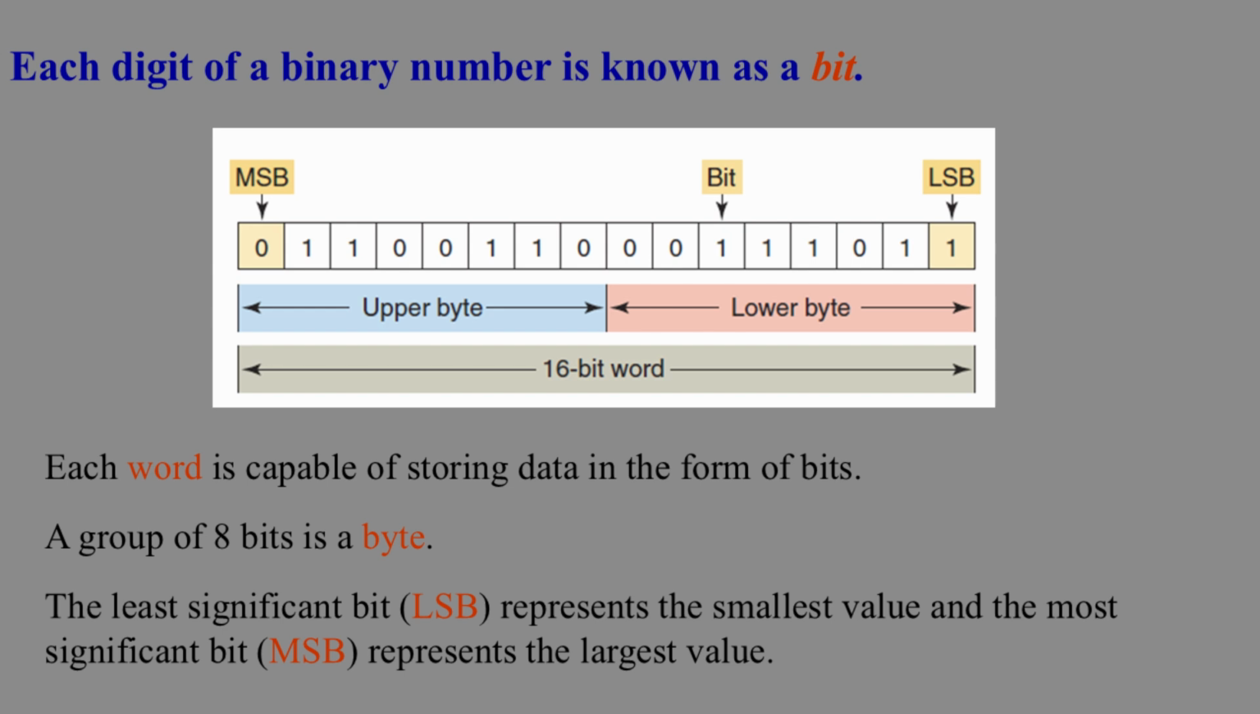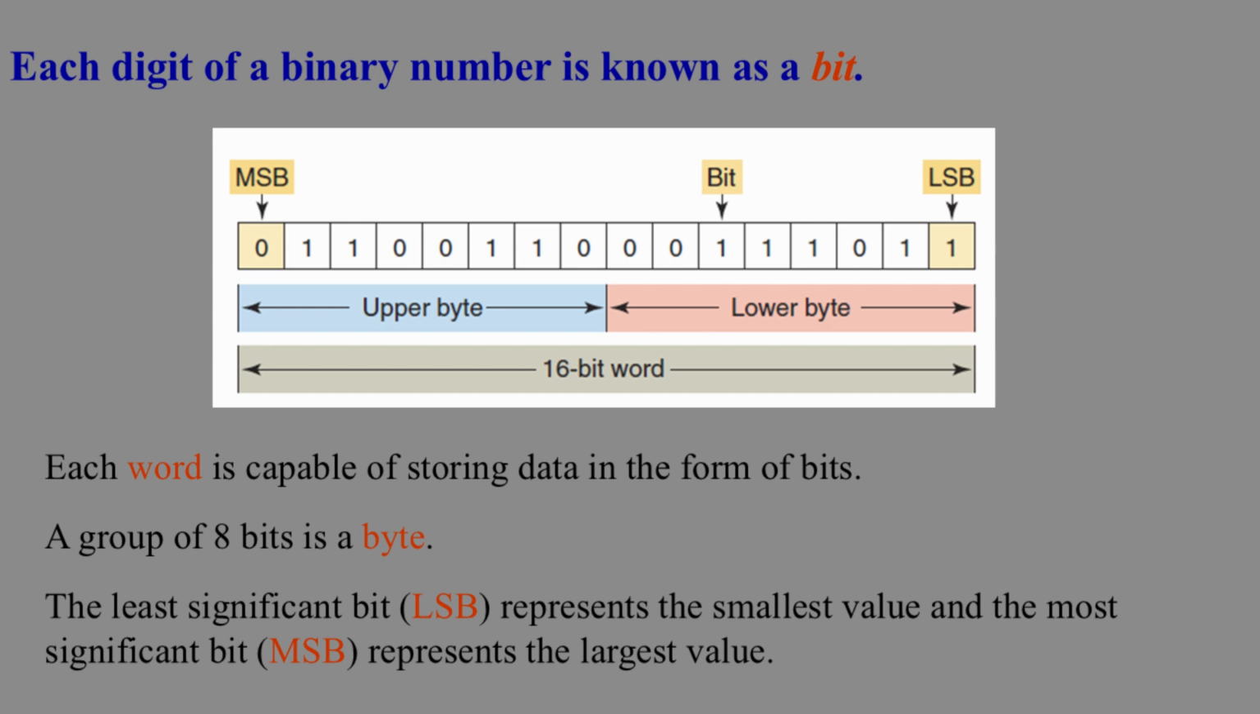Each digit of a binary number is called a bit. A group of 8 bits makes a byte, and 2 bytes together form a 16-bit word. Words are the standard unit of memory storage in most PLCs. Within a word, the least significant bit, LSB, represents the smallest value, and the most significant bit, MSB, represents the largest value.